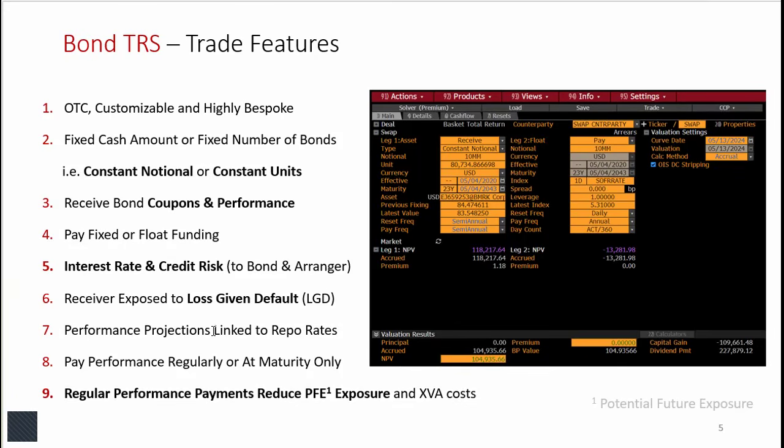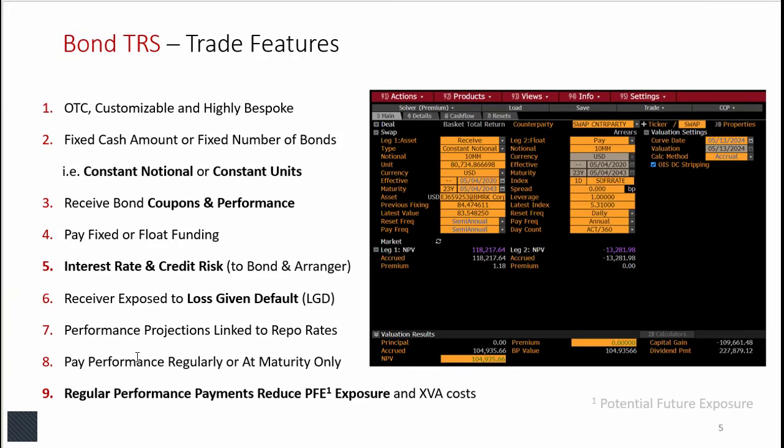Performance projections: the funding of performance can be linked to repo rates, which we'll come on to shortly. And then we can also choose to have the performance paid with the coupons, or we can choose to have the performance paid at maturity only. So there can be a choice of how performance is paid. It's quite normal to pay performance at the same time as coupons, but it's also not unusual to pay the performance at maturity.